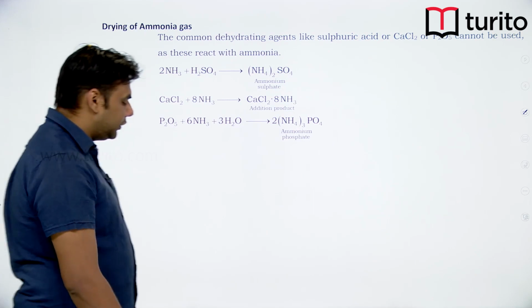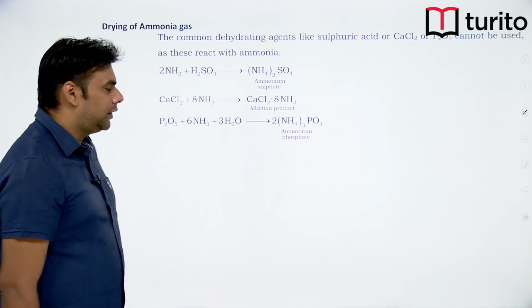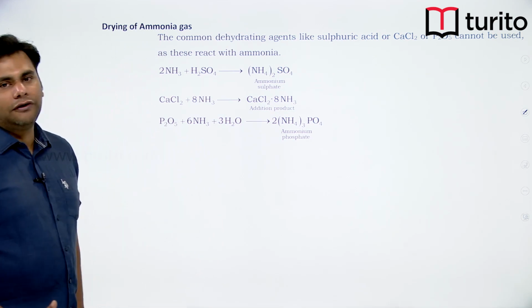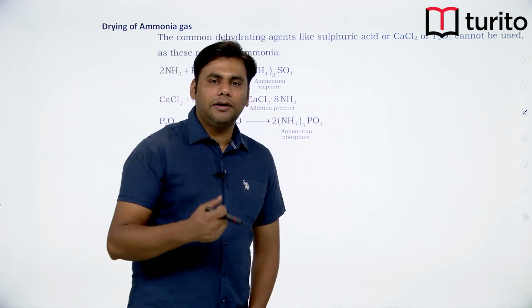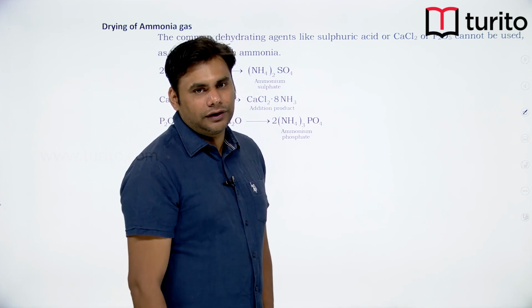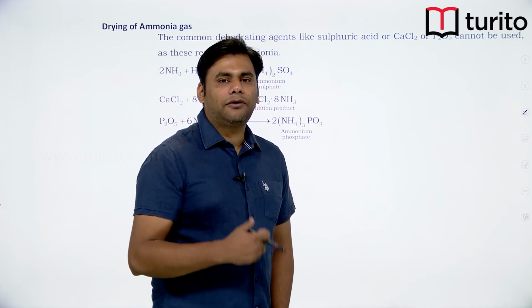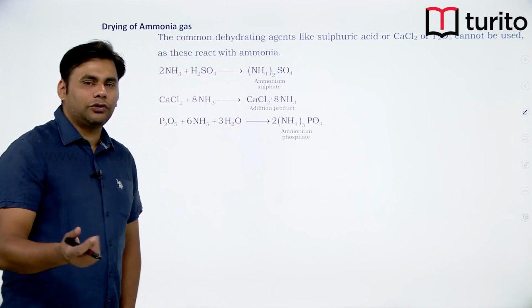Next, a very important question that has been asked in previous years, that is drying of ammonia. Now we know that whenever ammonia is being formed, it is quite possible that when it is getting liberated, water is also getting liberated simultaneously and ammonia might get moistened. So to remove that moisture, we have to add some dehydrating agent. Now the common dehydrating agent is H2SO4.